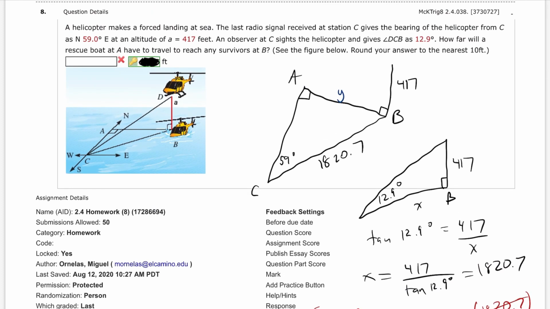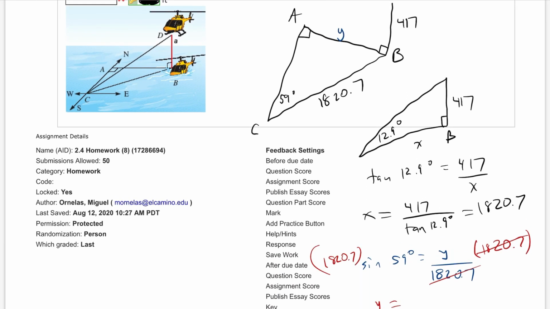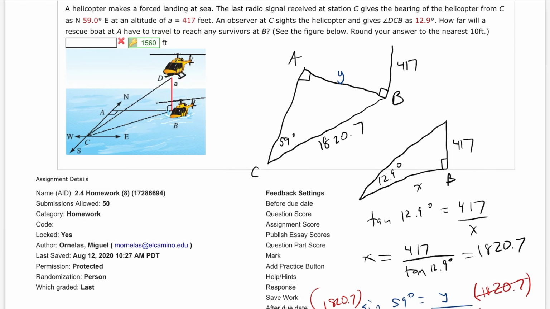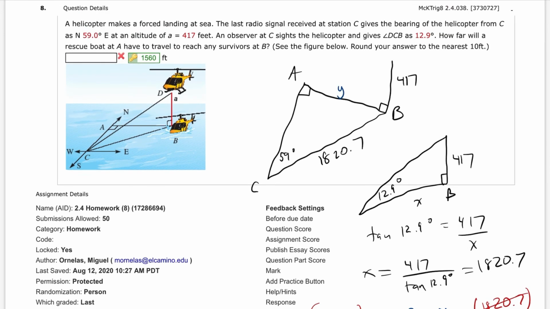They want us to round to the nearest 10 feet. Nearest 10 feet would be 1560 feet. So let's see here. Yeah, because that's the 10th place. Basically, they want us to round to the 10th place. So this is the place value that we're supposed to round to. And that will do it for today, for this section.